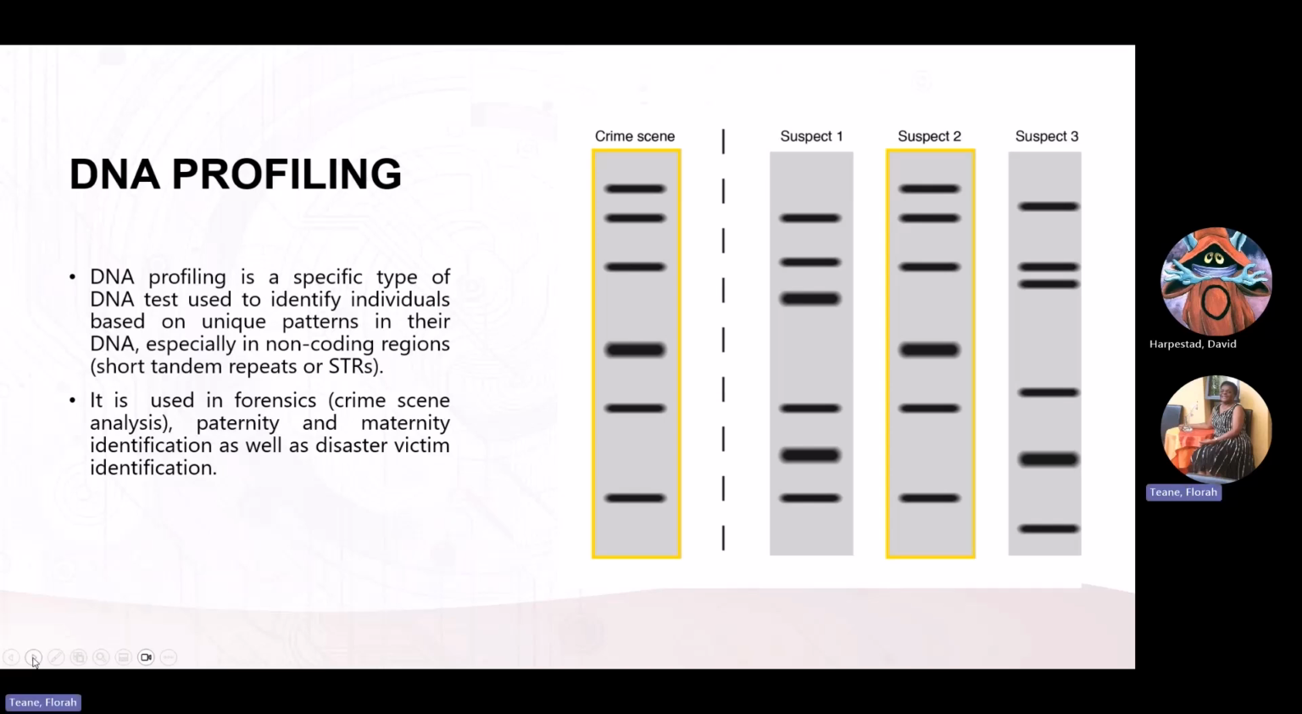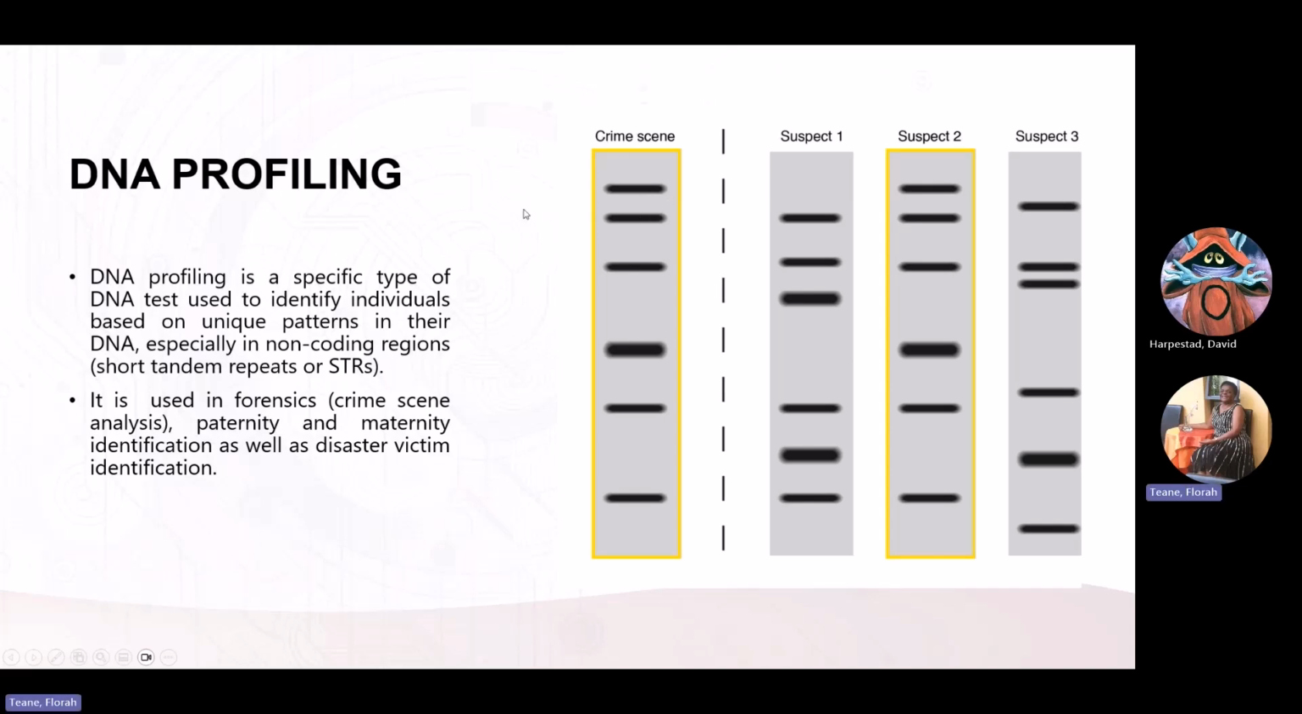So it is used in forensics, crime scene analysis, and can be used for paternity and maternity, and identification of the victim's DNA when victims are exposed to disaster, like floods, like fire. Now let's look at these STRs.